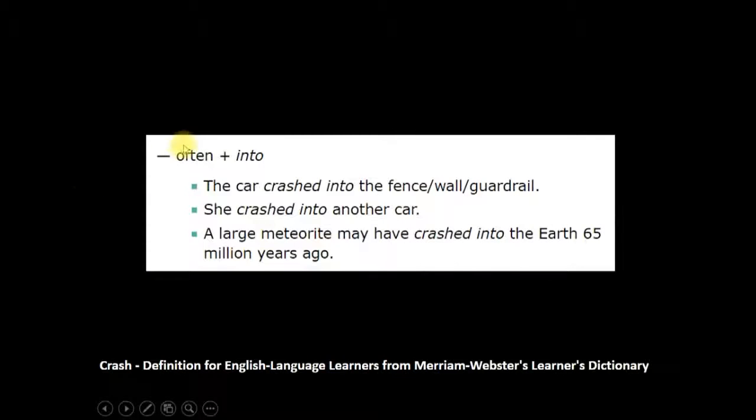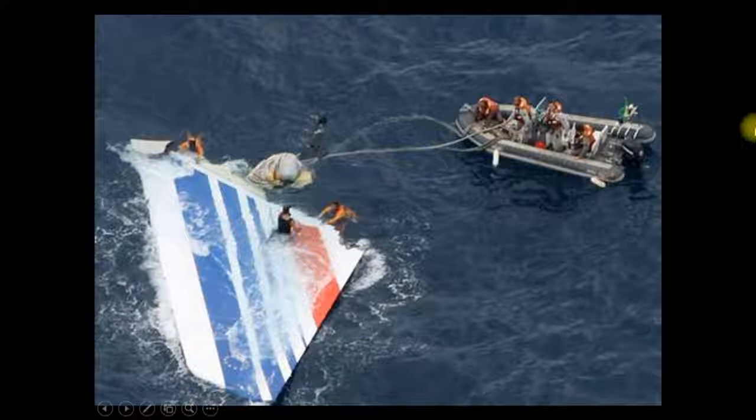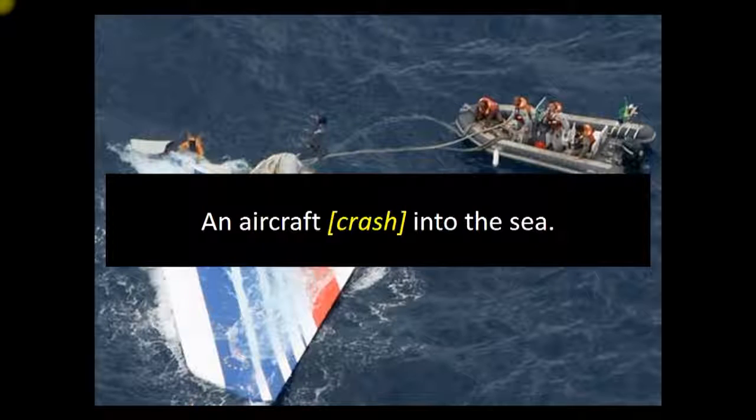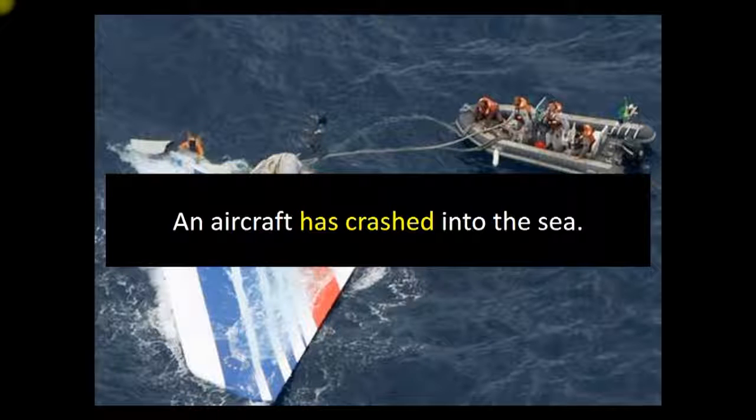So here are some examples. The car crashed into the fence. She crashed into another car. A large meteorite may have crashed into the Earth 65 million years ago. Now, how about a little practice? If you were describing a photo, what would we say? Yes, an aircraft has crashed into the sea.